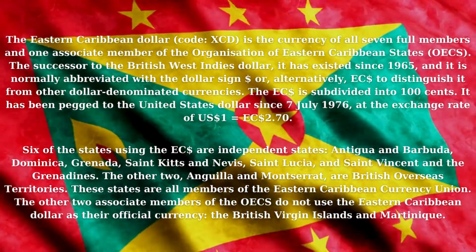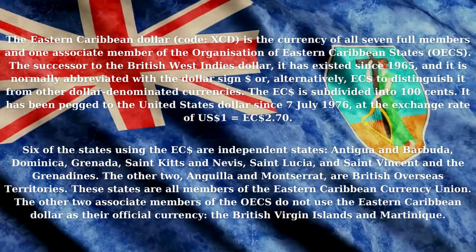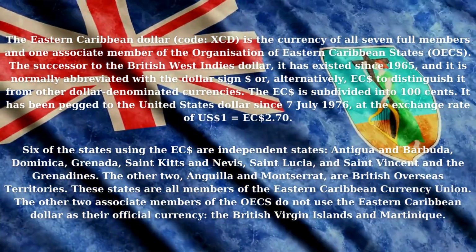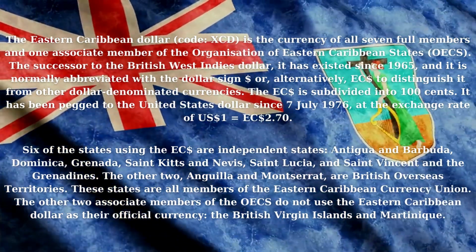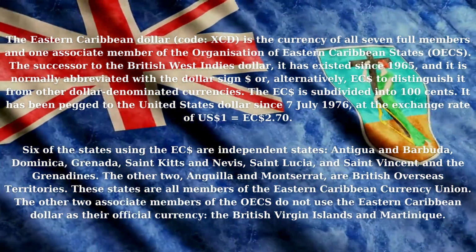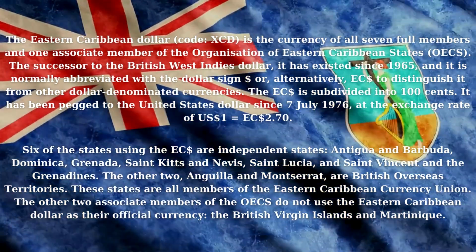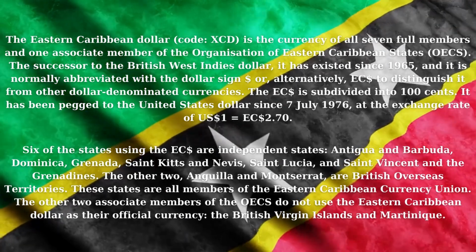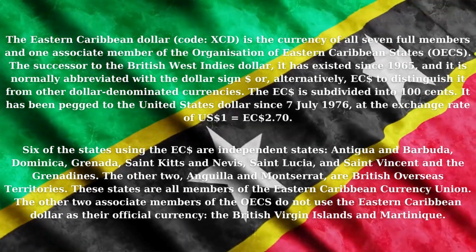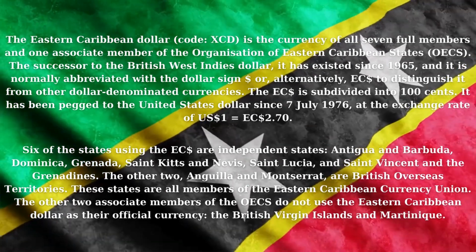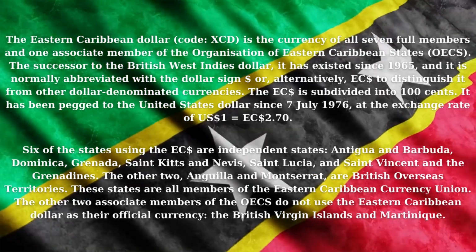It has been pegged to the United States dollar since the 7th of July 1976, at the exchange rate of $1 equals EC $2.70. 6 of the states using the EC dollar are independent states: Antigua and Barbuda, Dominica, Grenada, St. Kitts and Nevis, St. Lucia, and St. Vincent and the Grenadines.